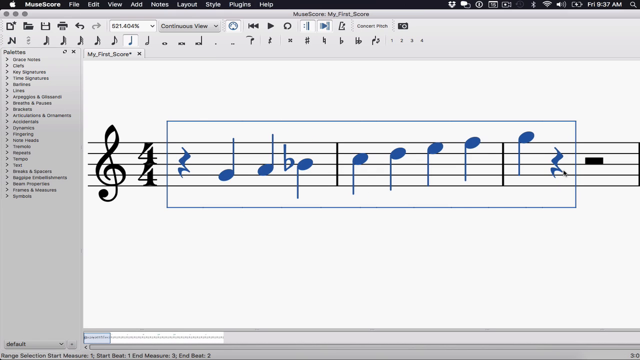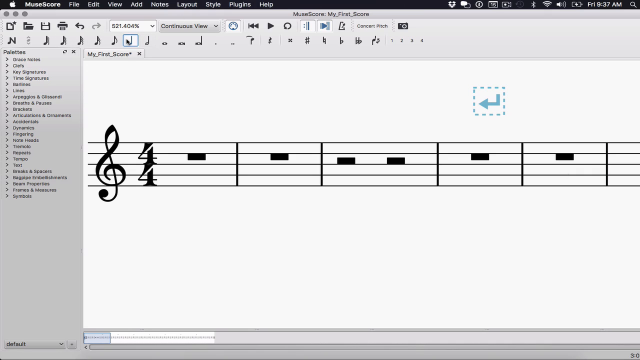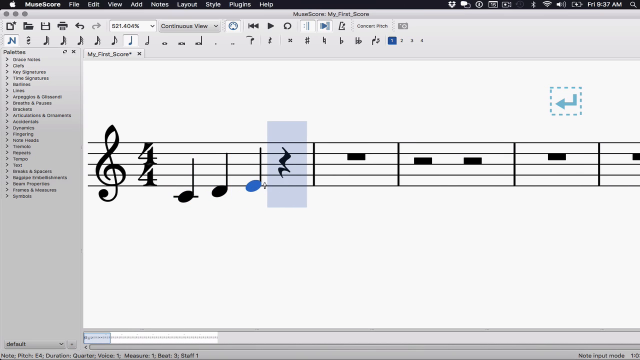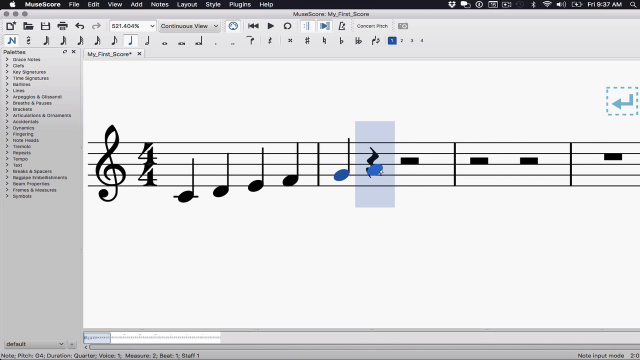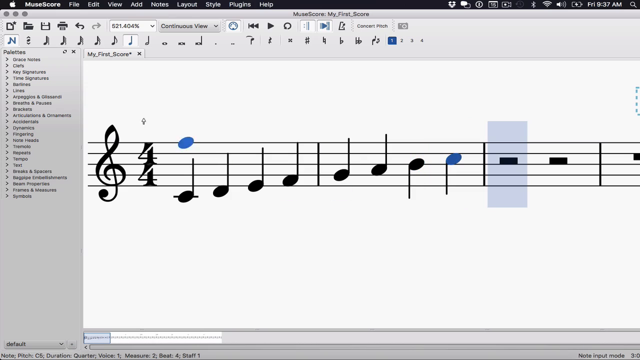Okay, let's go back to C. Let's go to a D Dorian scale. Actually, I'm going to go back to a C major scale, or Ionian, I suppose, since we're talking about modes. Okay, so here's a C major scale. We know that we can find a D Dorian scale using the relative method by just starting on the D, and that gets us a D Dorian scale.